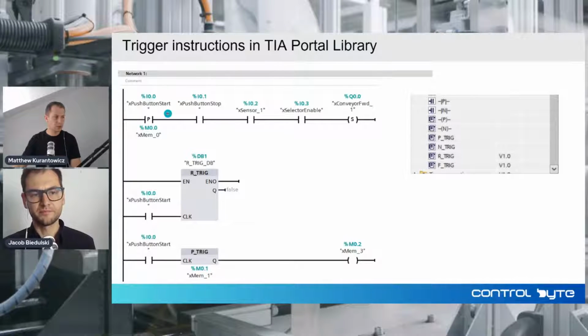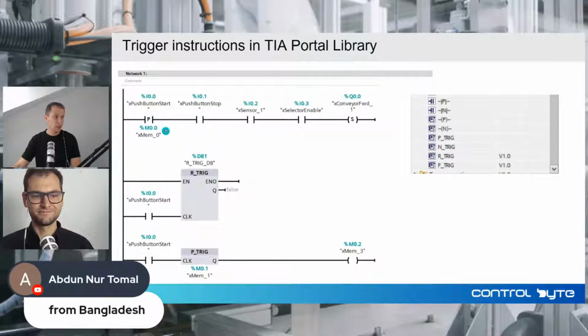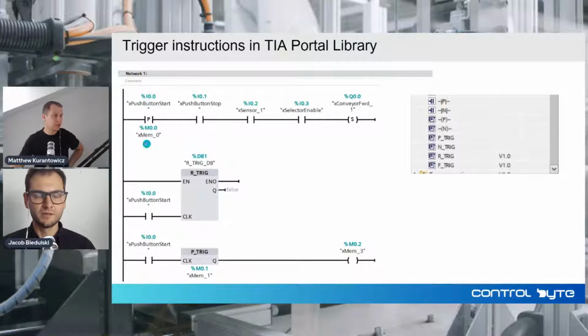For example, it could be a push button mounted on the control cabinet, like a start button. Here we have the address of this button, and below this symbol P, we have a memory bit for that. So this is the first symbol for positive edge detection, the transition from false to true.